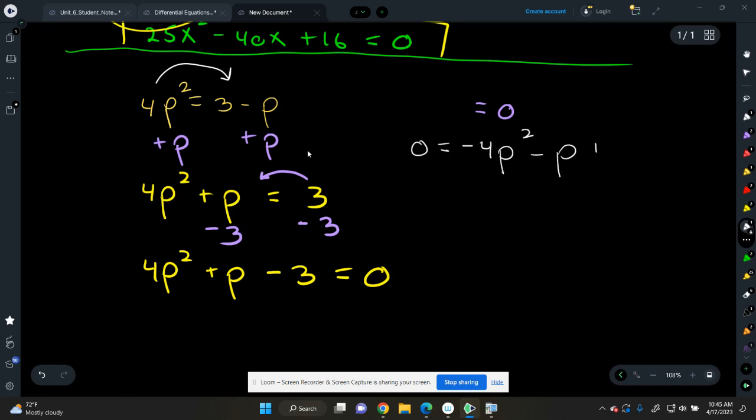minus p plus 3. Just please ignore them, okay? They'll grow up someday.